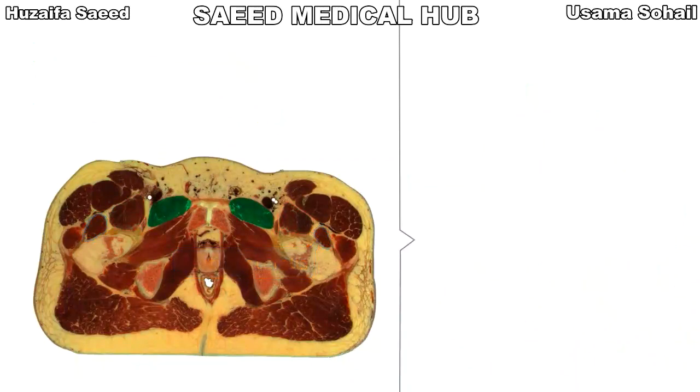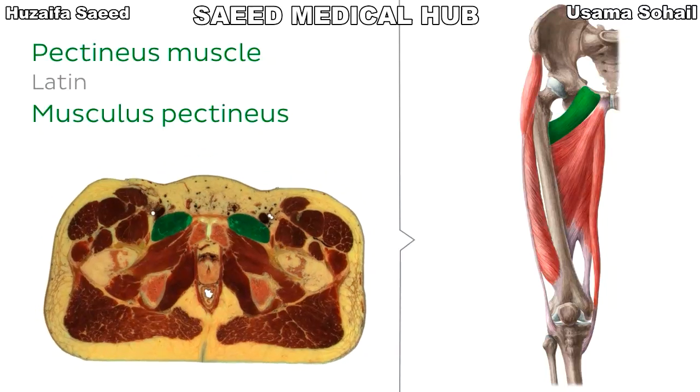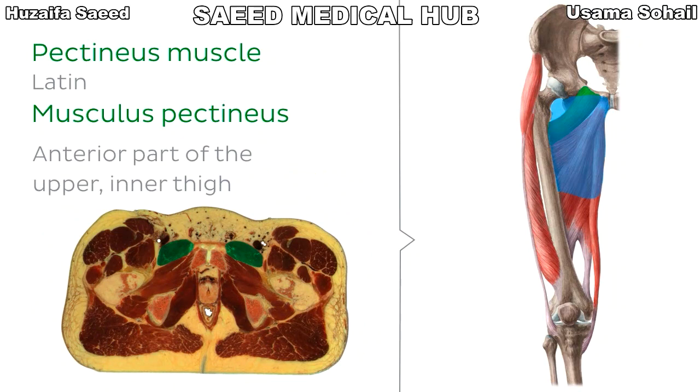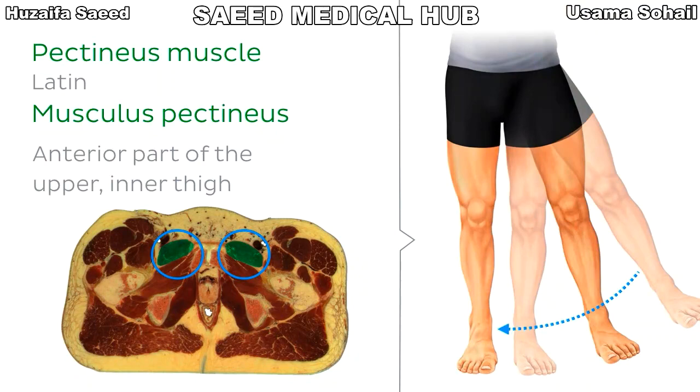So the muscle that we find next to the iliopsoas in the cross-section is the pectineus muscle. Looking at the image to the right, the pectineus muscle, highlighted in green, is found in the anterior part of the upper inner thigh. Reflecting this onto our cross-section to the left, the pectineus muscle is the most medial large muscular belly that we can see here.